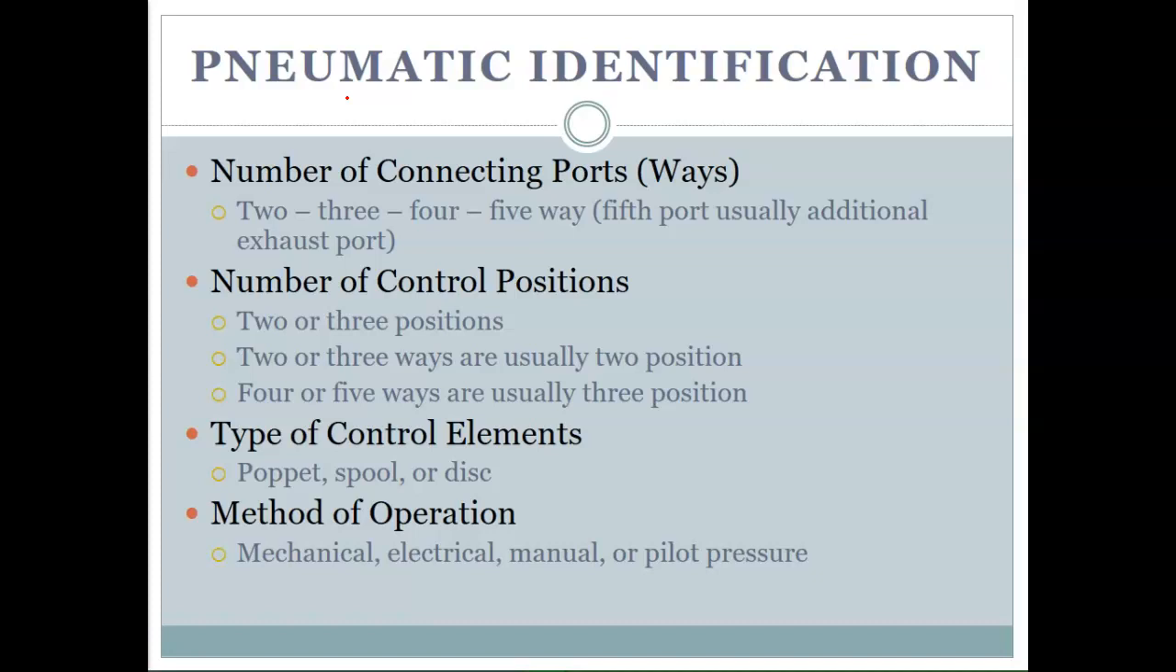So, how do we identify them? First of all, we have what's called the way. The way is the number of ports. Generally, you have no more than 5, and you will never have less than 2. Okay? Because how they work is that you have to have some place for air or fluid to go in, and you have to have some place for it to come out. So there will never be less than 2, and there's usually not more than 5.